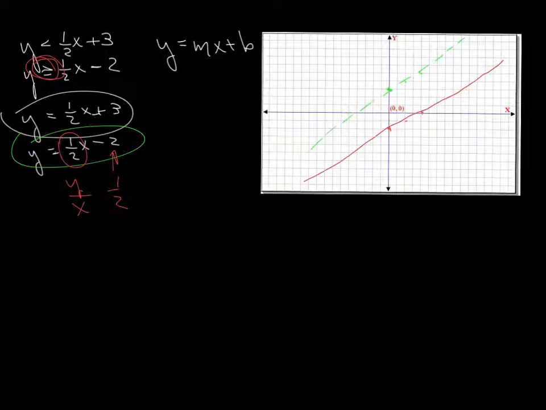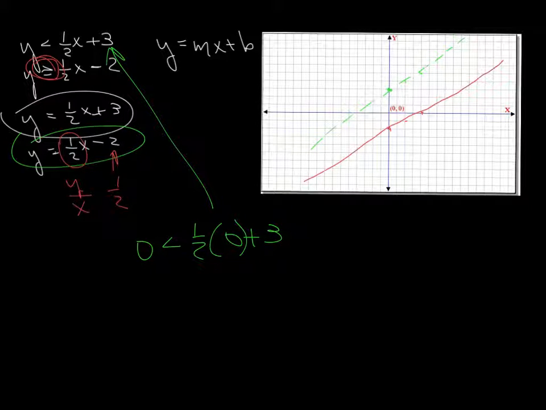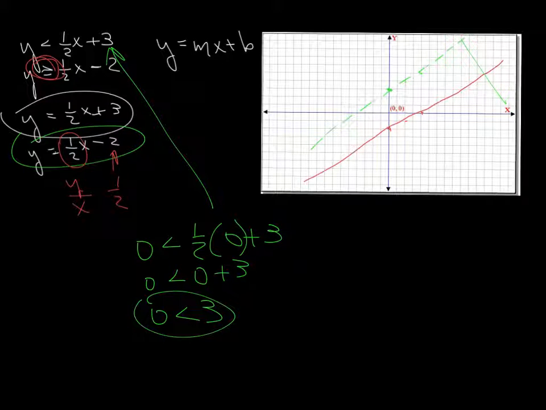Now we look at our yellow or green line, and we pick a number that is somewhere below it, and we plug it in here and see if that's a true statement. So I'm going to put 0, 0 in because that's below the line. So 0 is less than 1/2 times 0 plus 3. So 0 is less than 3. Is that a true statement? Yes, it is. So everything below here gets shaded. If that was an untrue statement, then everything above would get shaded.